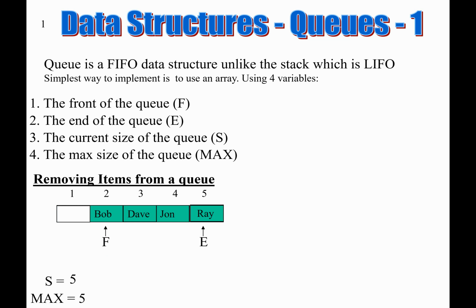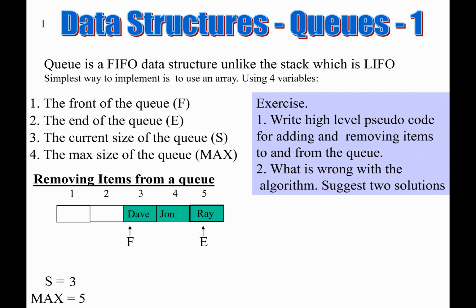And then we add one to our front pointer, and I reduce the size down by one. And I could take Bob off, he would come off next, and so forth. And the size is now 3, and our front pointer points to number 3.